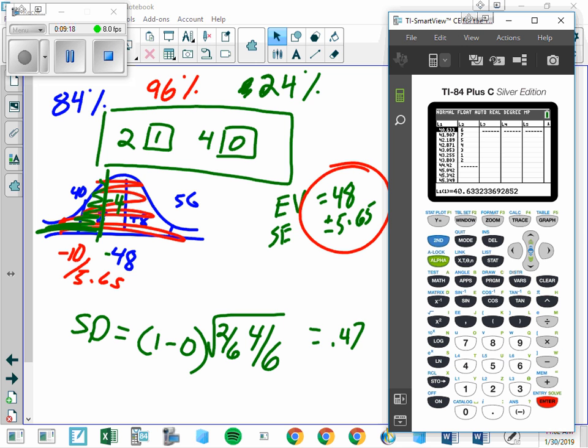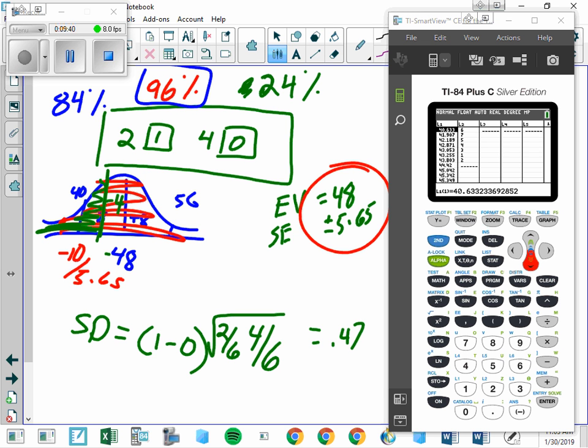So 96% of them should have been more than 38. So let's count the ones that are below 38. Oh, they're 0. So for this, I got 0%. Is that too far off? No, I'm pretty close. That's 4% off.